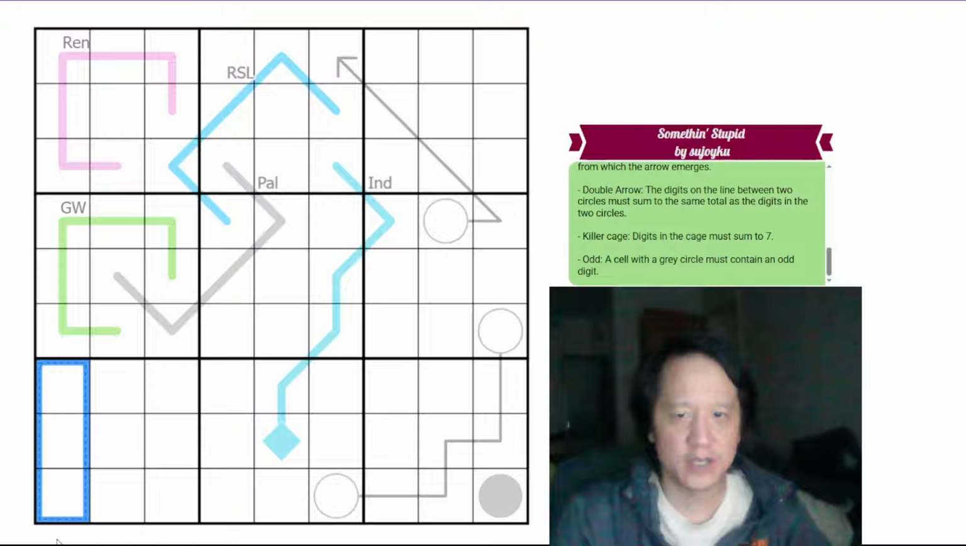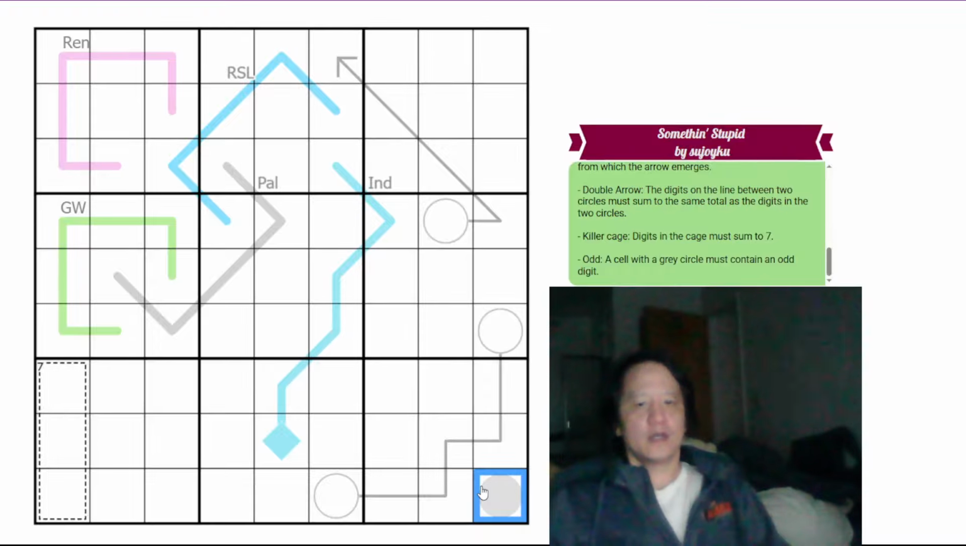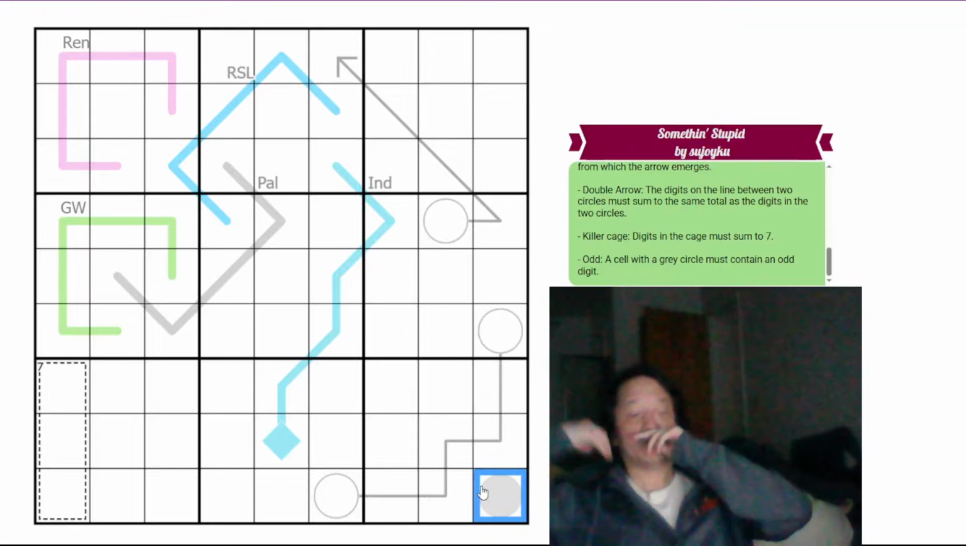We have killer cage, where the digits in the cage must sum to 7. That's pretty straightforward. And this is an odd digit, where a cell with a gray circle must contain an odd digit. Anyways, those are all the rules.